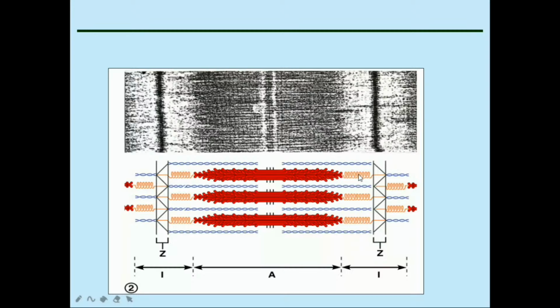In addition, there are certain other proteins like actinin. The actinin protein helps in attachment of the actin filaments to the Z discs. So the actin filaments, which are not shown over here, are attached to the Z discs with the help of this protein.